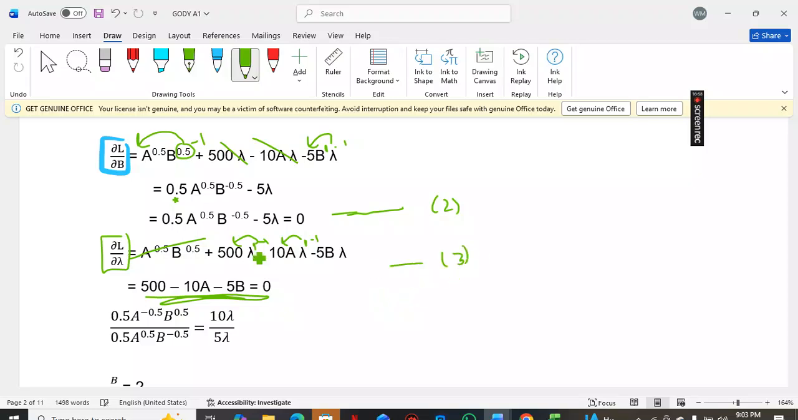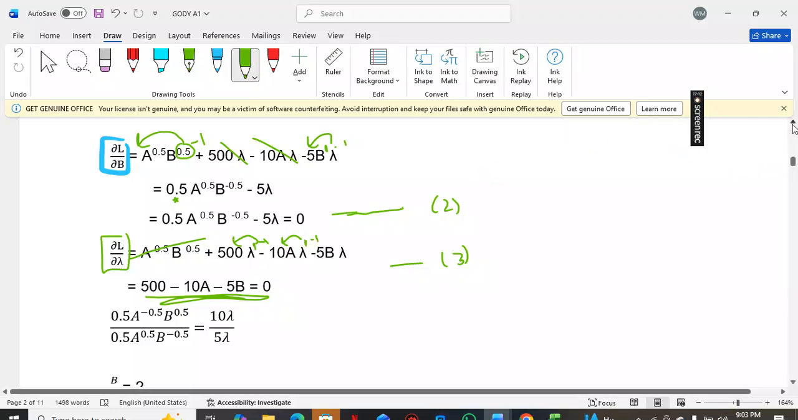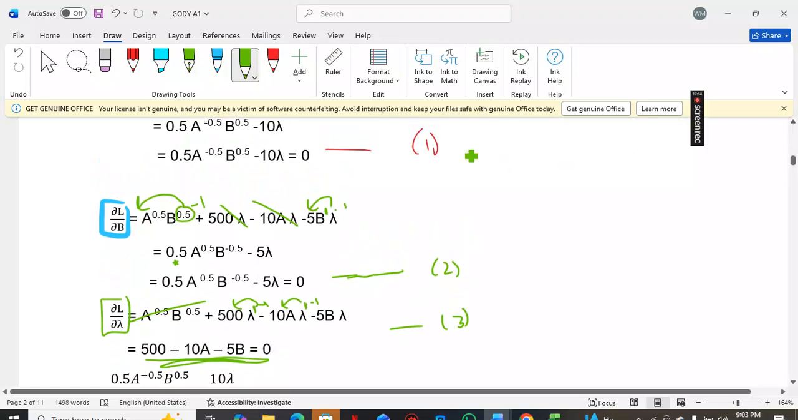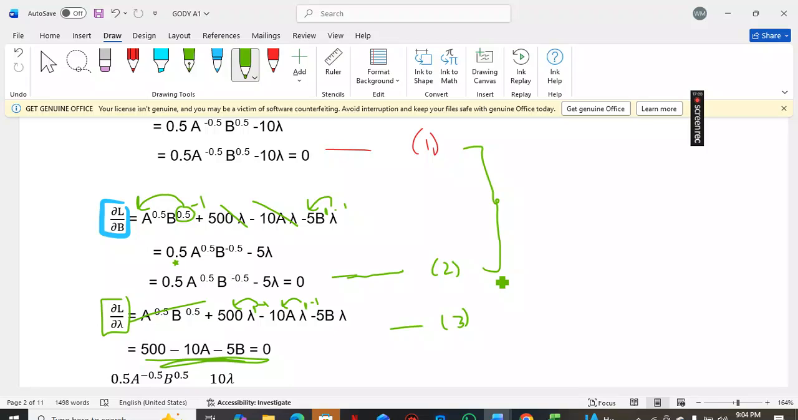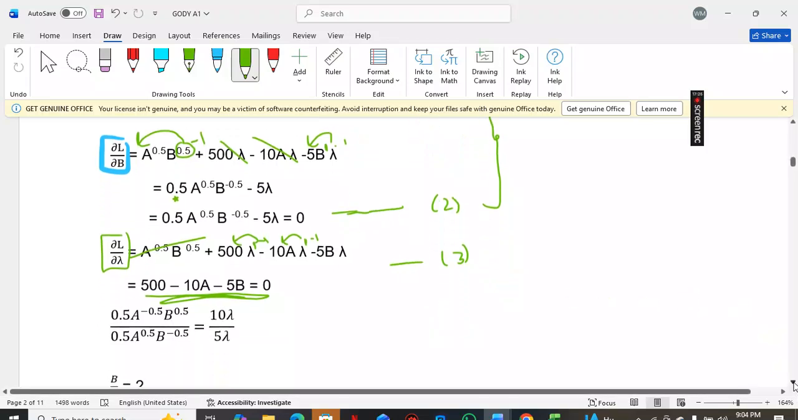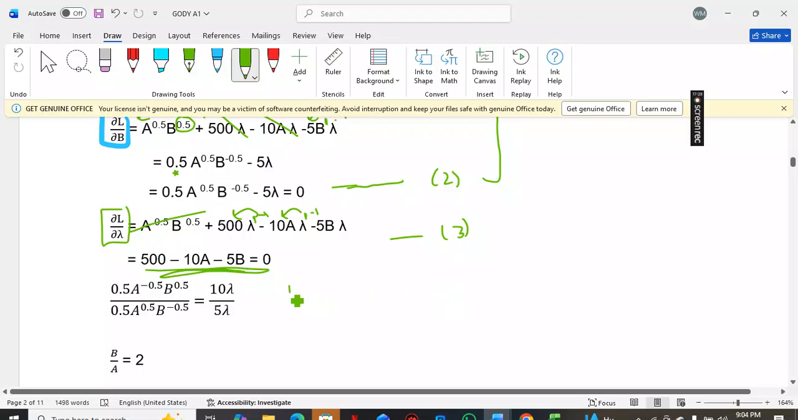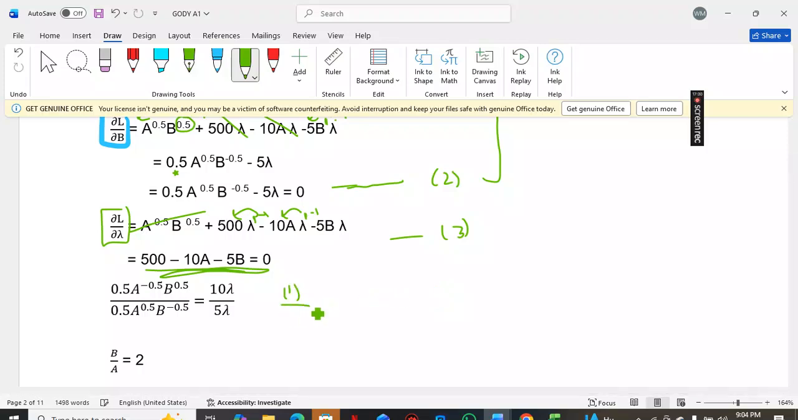Now this equation will only come in handy if the question asks you to get the actual value of lambda. Here what we're trying to get is the value of apples and bananas. So we're going to focus on equation 1 and equation 2. So basically you will say divide equation 1 by equation 2.